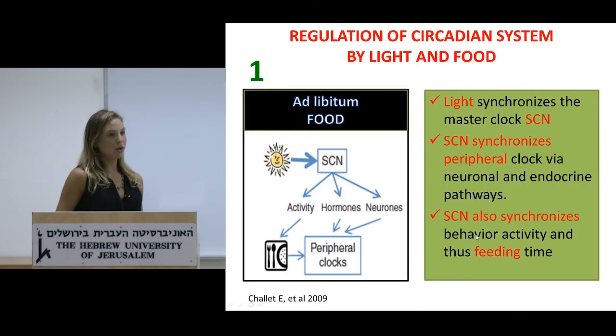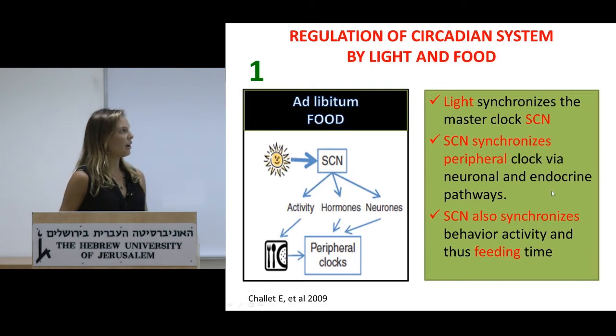Then I want to link this circadian clock with food. So we have 3 scenarios. 1, the regulation of when we eat food ad libitum, that means uncontrolled without a schedule. Then light synchronizes the suprachiasmatic nuclei, which in turn drives the activity, the hormones, and the neurons via neuronal and endocrine pathways, and then will synchronize also behavior, activity, and the feeding time.